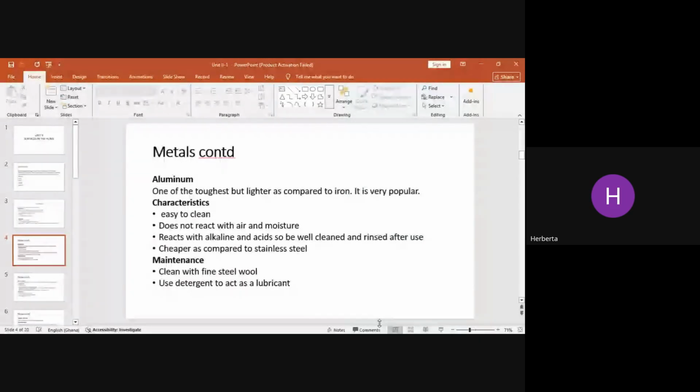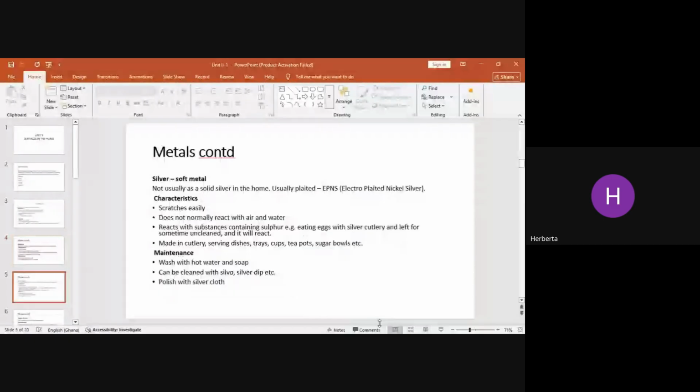So how do you maintain it? You clean with fine steel wool, or you use detergent to act as a lubricant. You don't clean it with the steel wool alone. You have to add soap detergent to it to soften it or to act as a lubricant for it to be able to clean well.